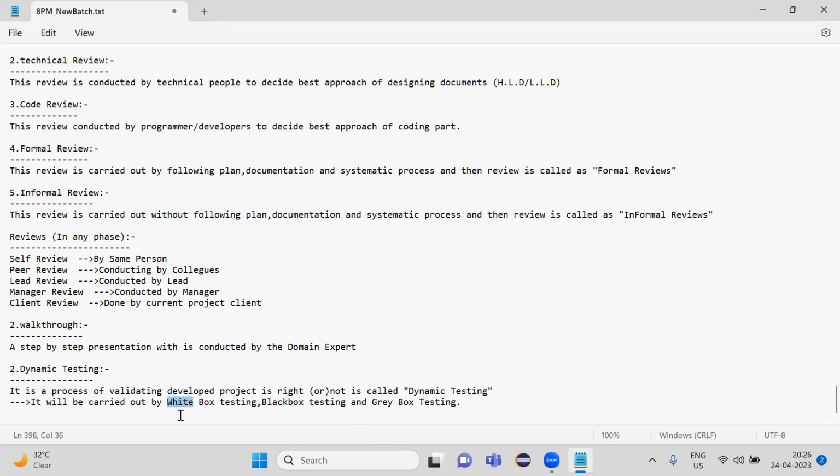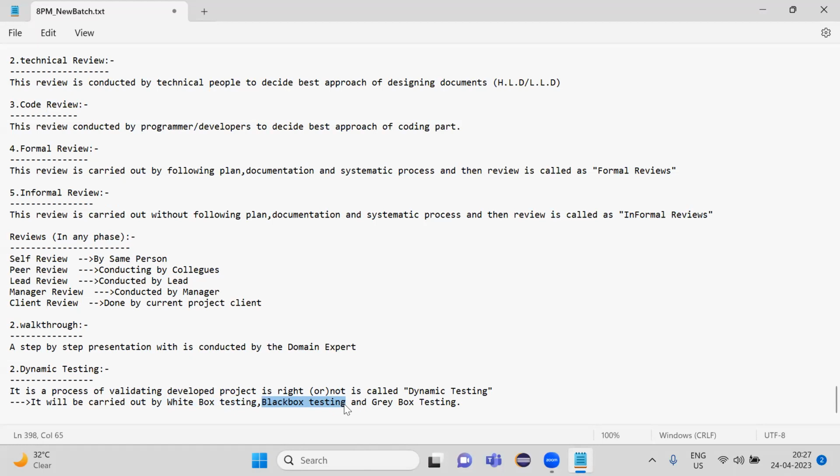It is divided into 2 types. One is unit and integration. Who will conduct this type of testing? Developers will conduct. Developers will take care of unit level testing and the integration level testing. Coming to the black box testing, who is going to take care? Tester. Why? Because the entire system that has been developed, we have to test. That is called system level testing.